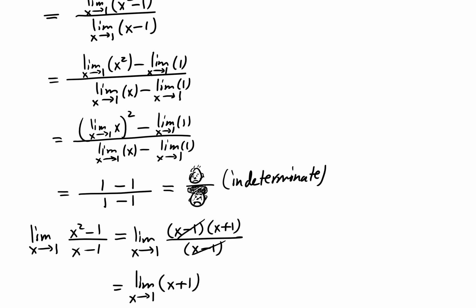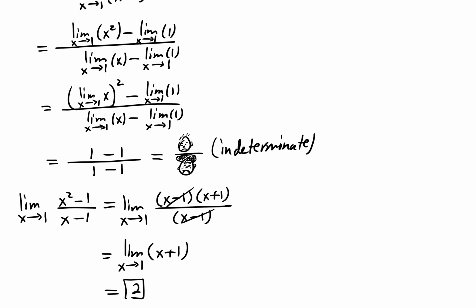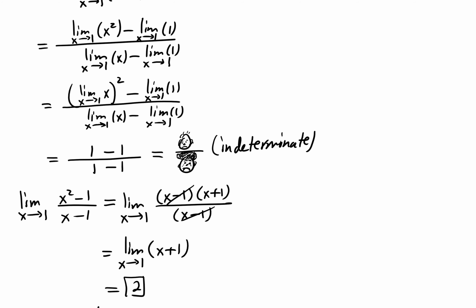From there on, you don't have to show step by step, because you showed all the steps in the first part to confirm the 0 over 0 form. You don't have to do it in the later stuff here. So you got a 2.